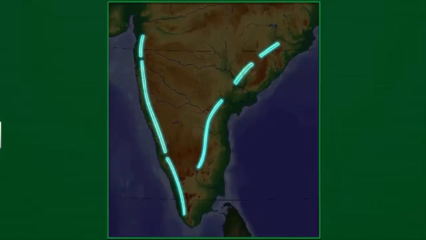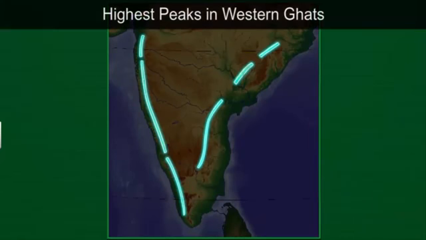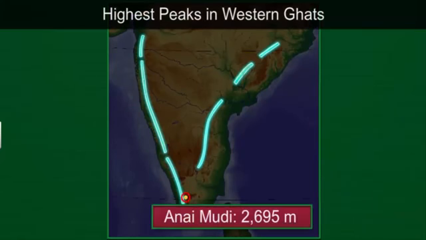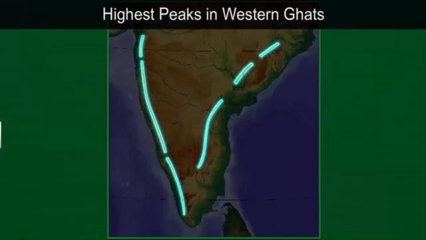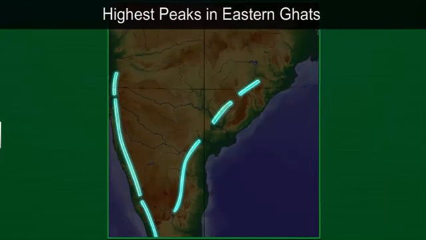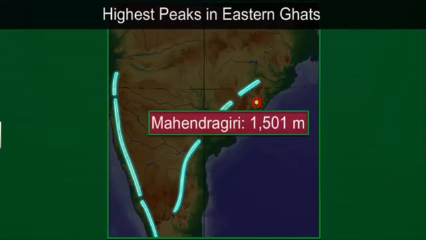The highest peaks include the Annaimudi Peak, which is 2,695 meters tall, and the Doddabetta Peak, which is 2,637 meters tall. Compared to this, the highest peak in the Eastern Ghats is the Mahendragiri Peak at 1,501 meters.